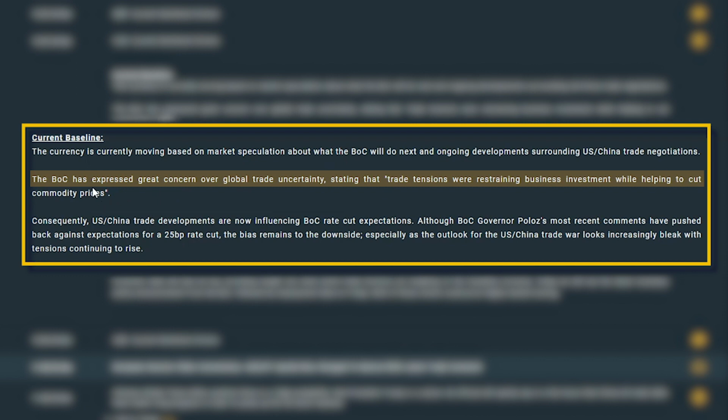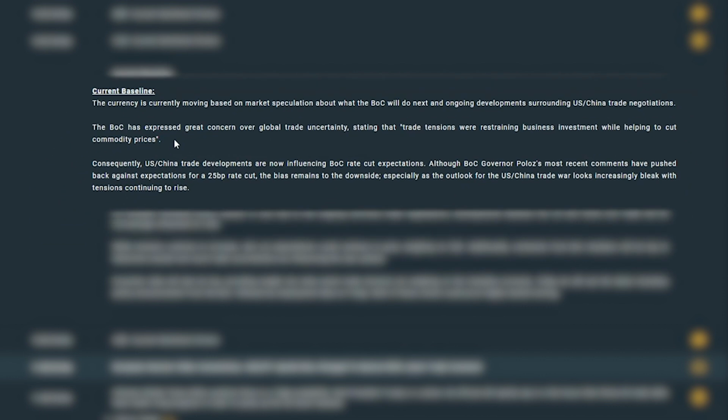And this second part is very important. We highlighted that in their previous meeting, the BoC expressed great concern over global trade uncertainty, also stating that trade tensions were restraining business investment while helping to cut commodity prices. So based on this view, we knew that the CAD was being driven by future rate expectations from the BoC and that a main concern was global trade.